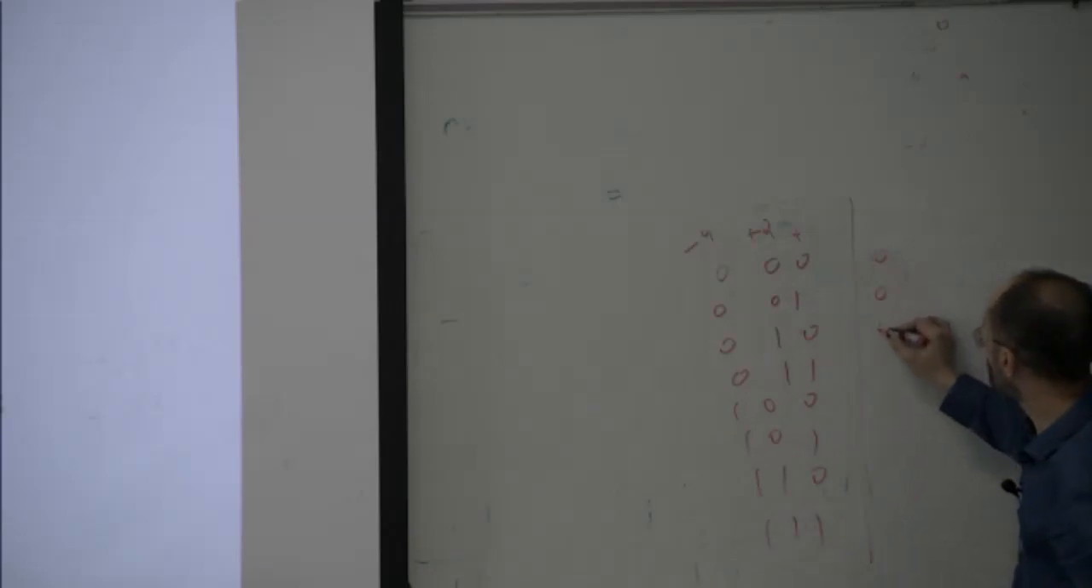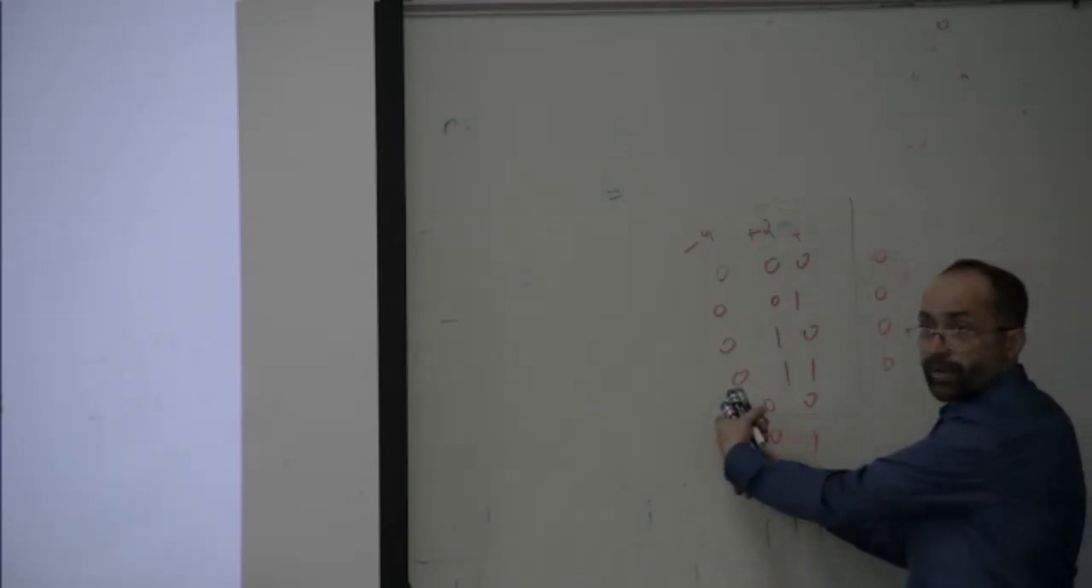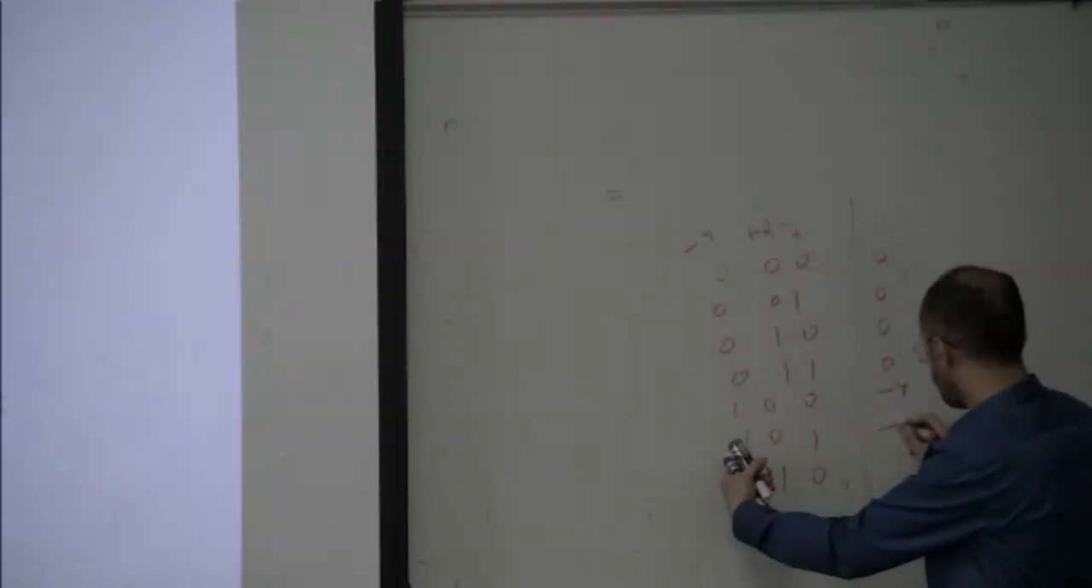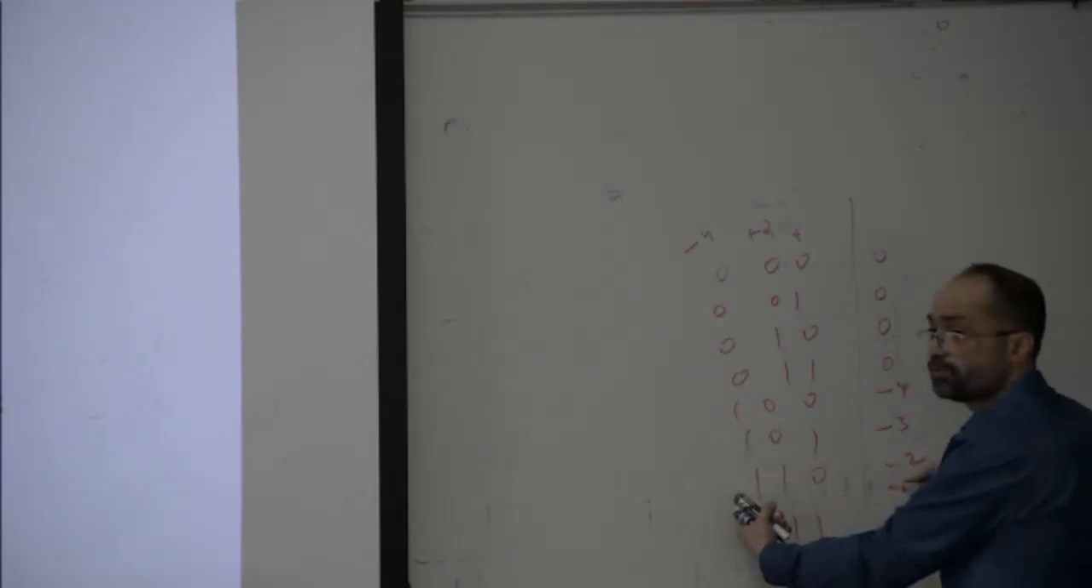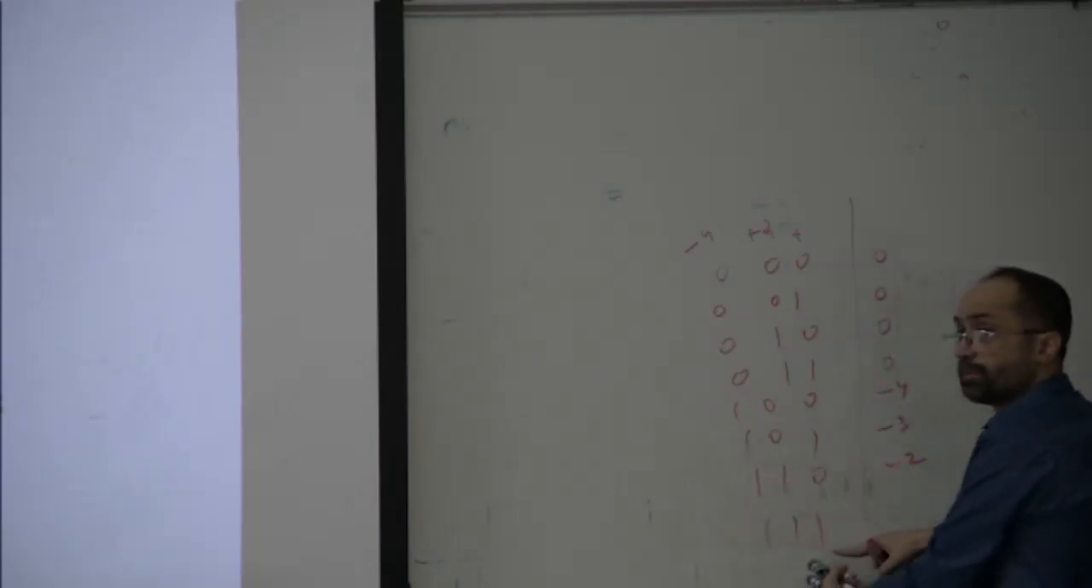It is 0, 0, 0, 0. Okay, now minus 4 plus 0 plus 0, minus 4. Minus 4 plus 1, minus 3. Minus 4 plus 2, minus 2. Minus 4 plus 2 plus 1.